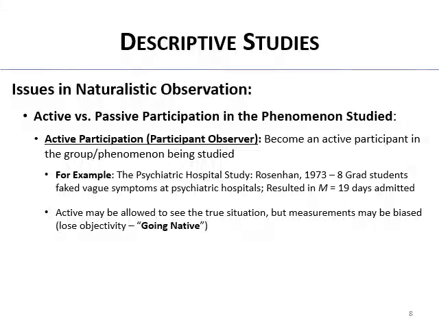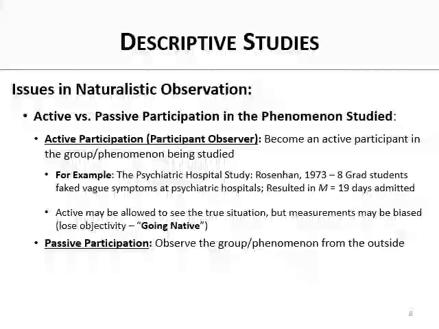So one of the good things about being an active participant is you get sort of the inside look at the situation. So you get to see more what the true situation is like. One of the downsides of being an active participant is your measurements tend to be biased. So you can lose objectivity, which is also called going native, because you're experiencing the thing that your participants who you're observing are experiencing. You tend to interpret things less objectively, and that's called going native.